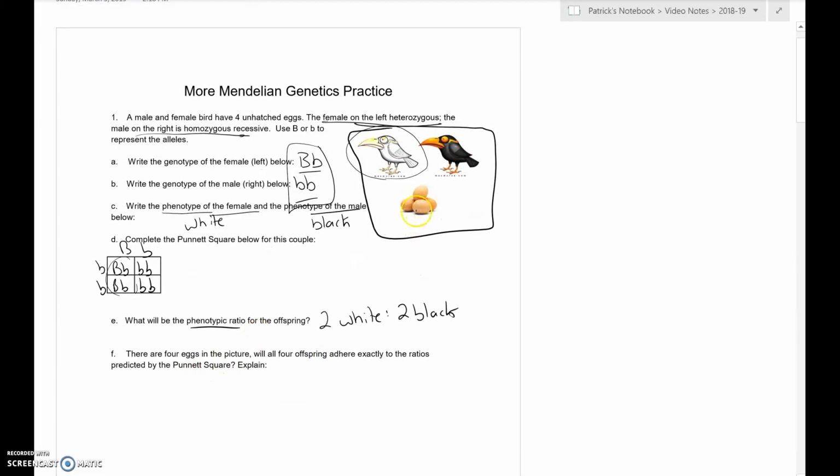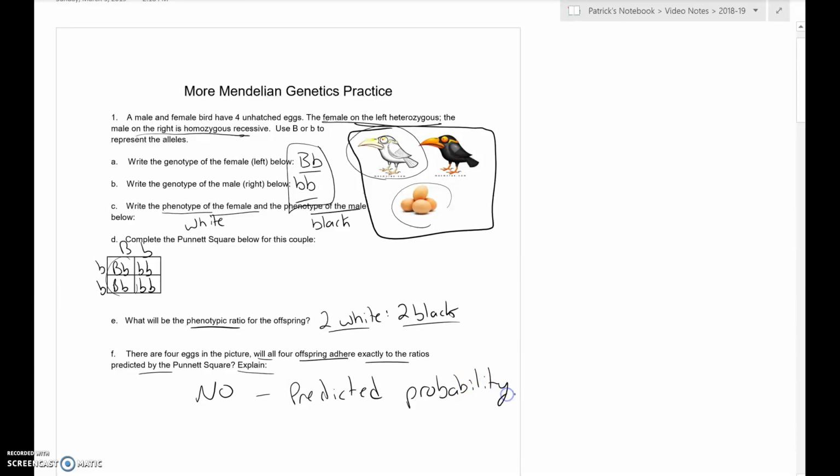And so there are 4 eggs here in the picture. Here we're asking, would those offspring adhere to those exact ratios? So can we confidently say that when those eggs hatch, there's going to be 2 white birds and 2 black birds present there? And the answer to that is no, because remember, a Punnett square is just a predicted probability. So it gives us some idea of what is going to happen, but it's not guaranteed that that's what's going to happen.